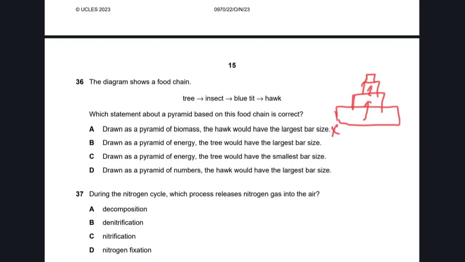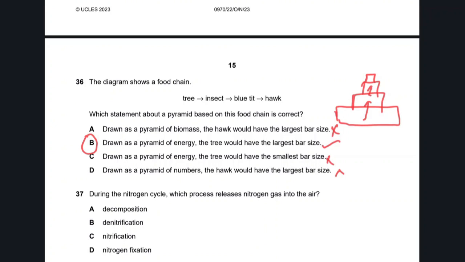Draw a pyramid of energy. The tree would have the largest bar. Yes, when you draw the pyramid of energy, the maximum energy is present in the tree because it captures the sunlight and converts light energy into chemical energy. Draw a pyramid of energy, the tree would be the smaller? Wrong. Draw the pyramid of number, the hawk will be the largest? Wrong. So B is the right answer.